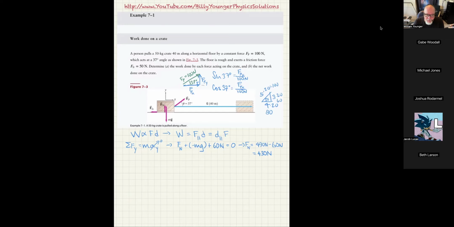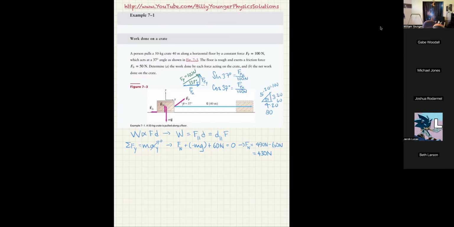We have the force of friction is 50 newtons. We have mg is 490 newtons. We have Fn is 430 newtons. We have Fp is 100 newtons. So we're good to go. Now we're going to use our formula for work to compute what the work done by each force acting on the crate is. So in A, it says determine the work done by each force acting on the crate.